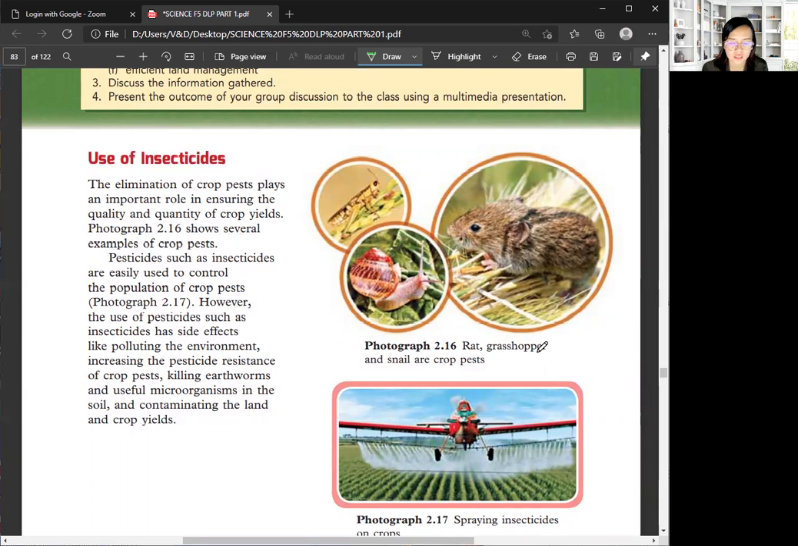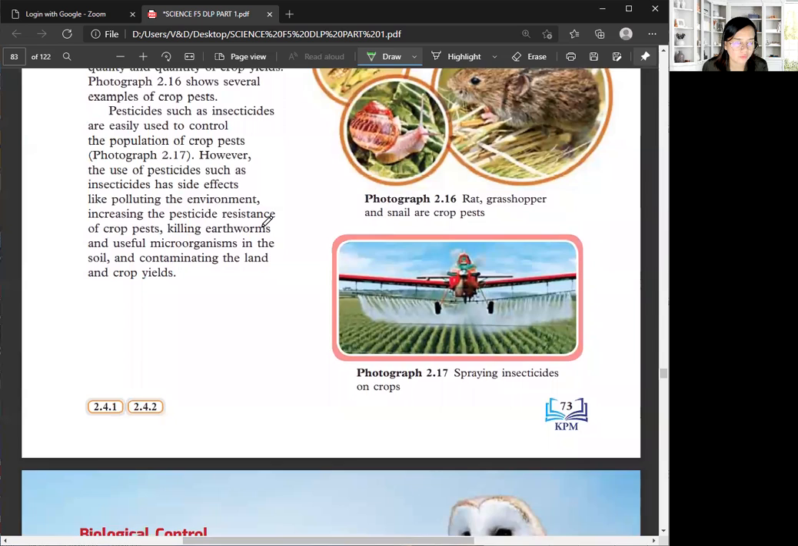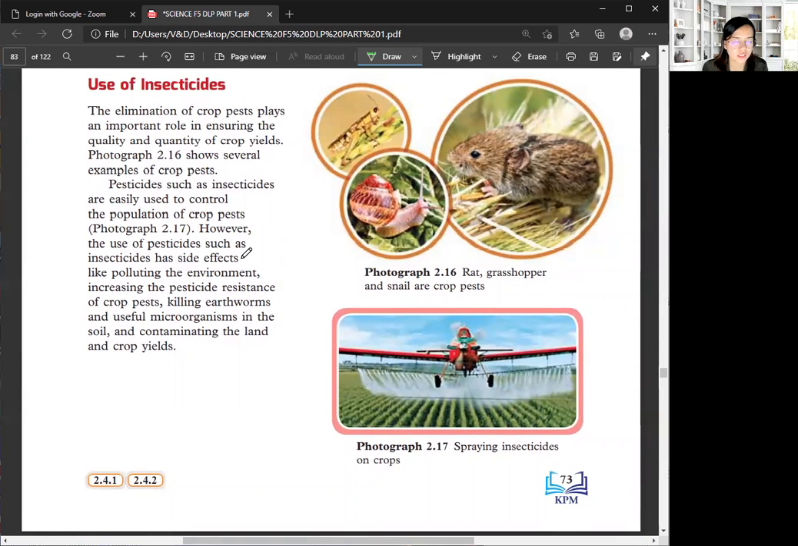Photograph 2.16 shows examples of crop pests, which are rat, grasshopper, and snail. So pesticides such as insecticides are usually used to control the population of crop pests. However, the use of pesticides such as insecticides has side effects like polluting the environment, increasing the pesticide resistance of crop pests, killing earthworms and useful microorganisms in the soil, and contaminating the land and crop yields.